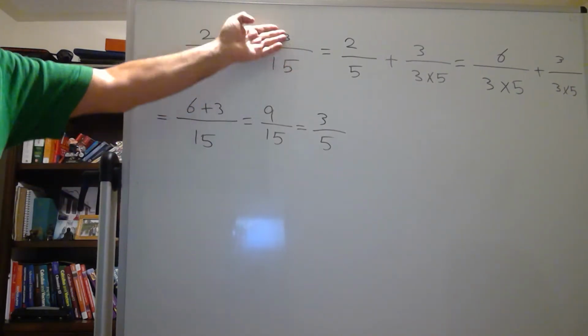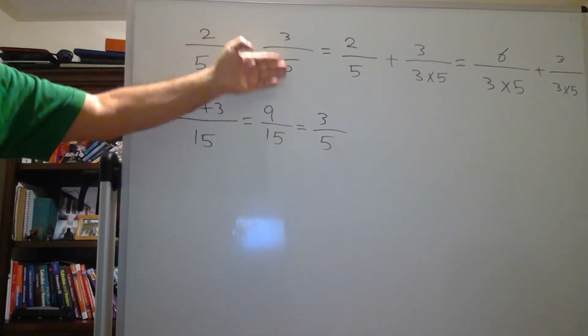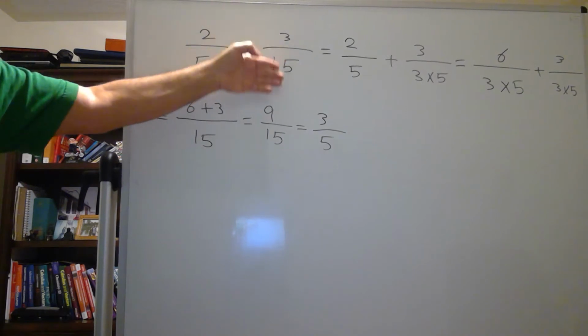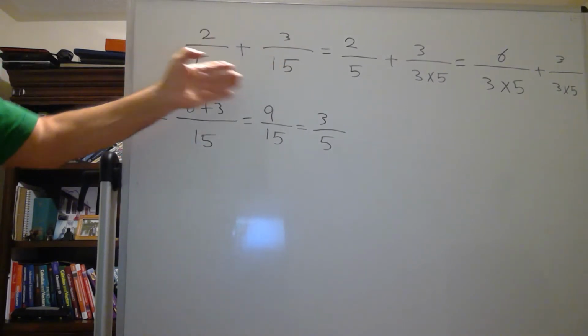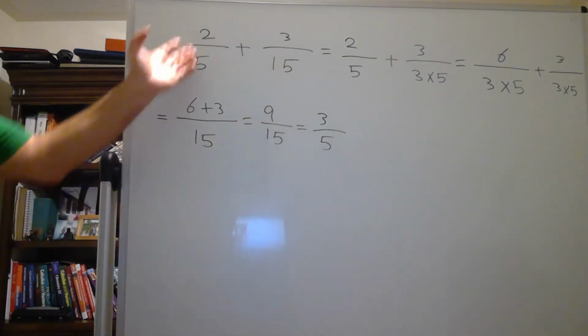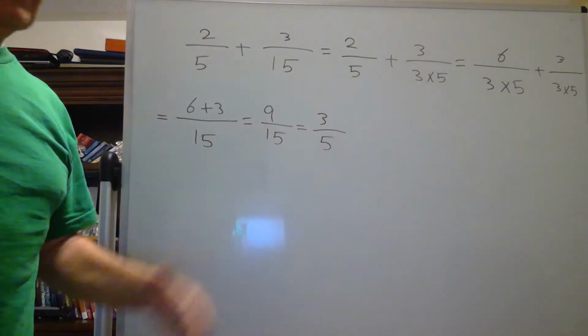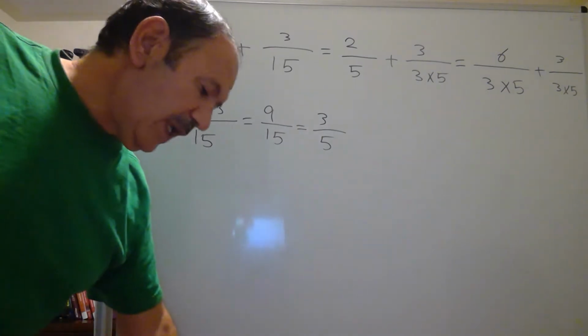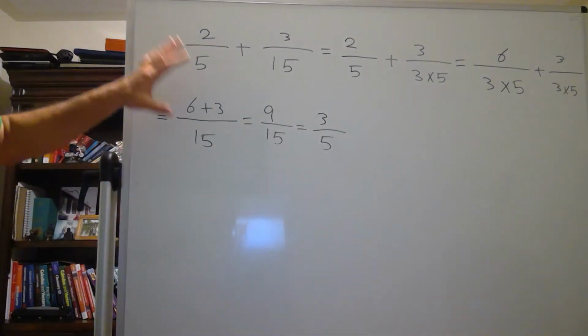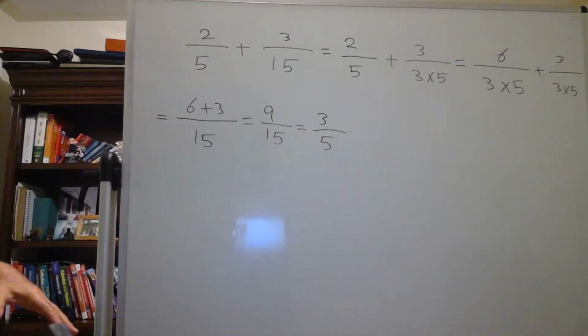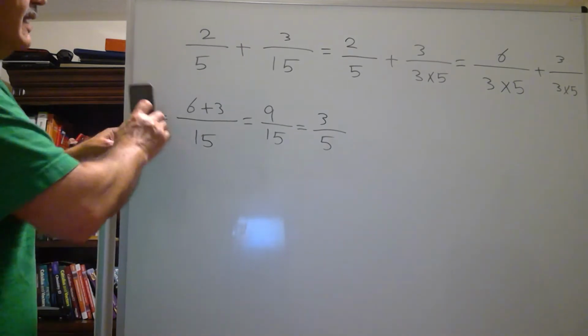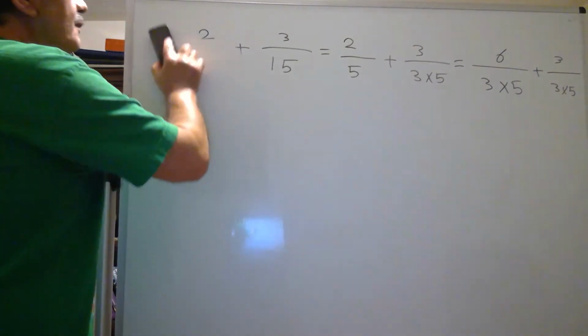Actually, at the beginning we could simplify 3 over 15 to 1 over 5. Then 1 over 5 plus 2 over 5 is going to be 3 over 5. But I used this calculation to show you what the rule is in simple fractions. Now, we want to use the same rule in algebraic fractions. Let's do this one.